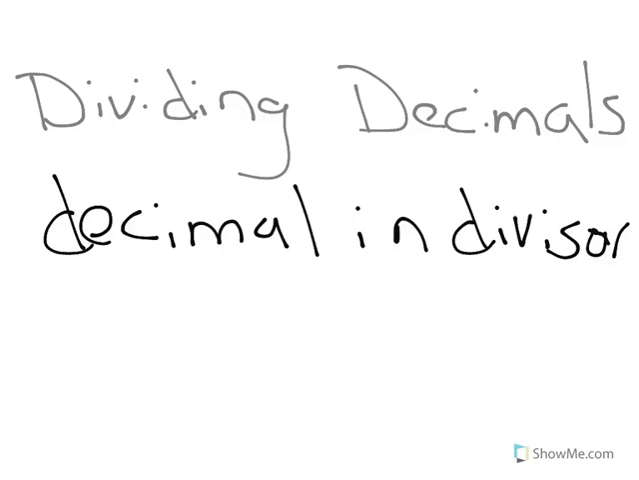Okay, here's your homework help for tonight, dividing decimals with a decimal in the divisor. I was told to do two problems. The first one, number 6. I'm going to work out number 6 for you first.